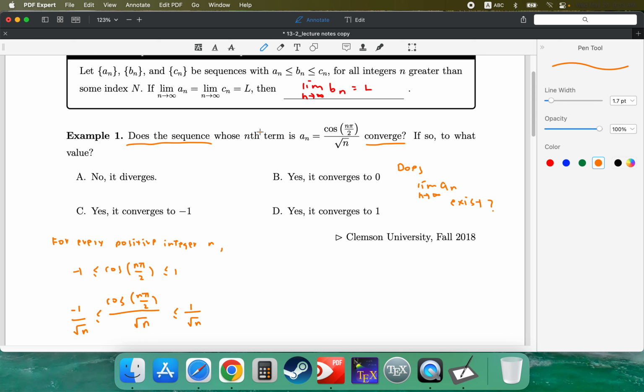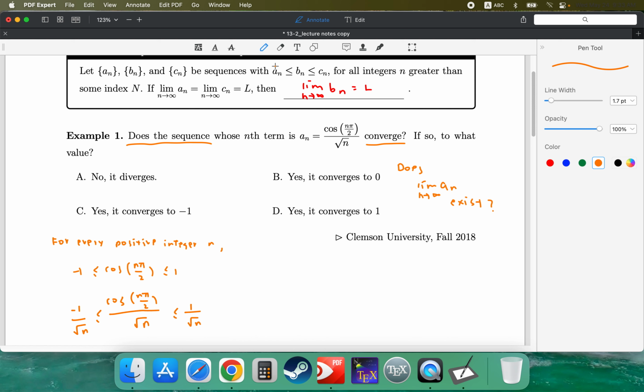So you can see that this corresponds to this. I know it's a little bit confusing because this is called a_n. Let's just forget this is a_n. So this is your middle sequence. You have a lower bound sequence and an upper bound sequence, just like b_n is the middle sequence, and you have a lower bound sequence and an upper bound sequence.